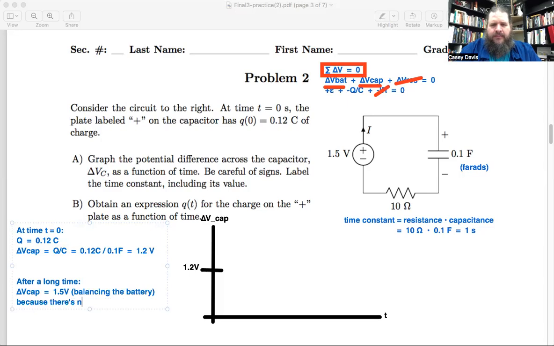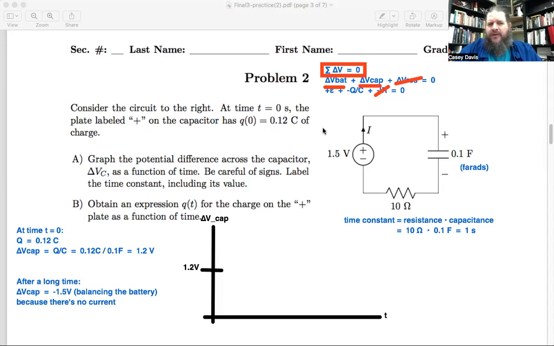Because there's no current. I guess strictly speaking, we should probably call that negative 1.5. It does say be careful of signs, so we probably want to do that. I would call this negative 1.5 volts because if you go in the loop around the circuit like this, we're going from a high voltage zone to a low voltage zone.